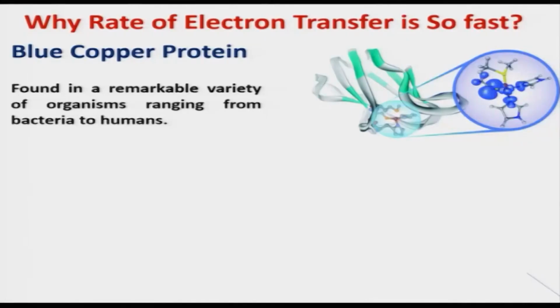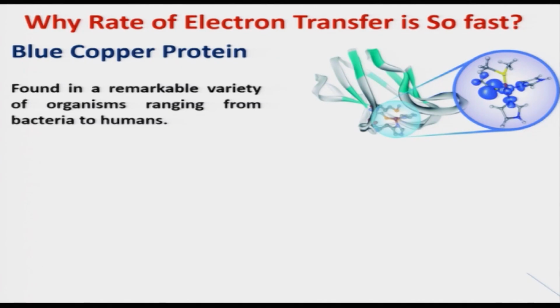Today we will be talking about the design principles used by nature. We will see the remarkable effect of this design. What we are going to discuss is why the rate of electron transfer is so fast. We will take an example of blue copper protein and we will see soon how important the design principle is. Now, why is the rate of electron transfer so fast in blue copper protein?